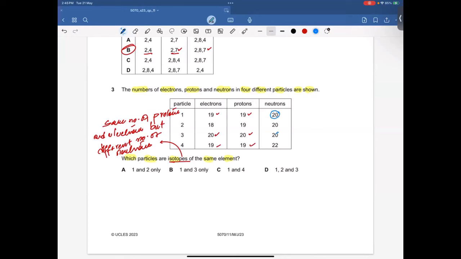This is wrong absolutely because it has same number of electrons. So third is absolutely incorrect. This has different number of neutrons. Second is also incorrect because they don't have same number of protons and electrons. So I think 1 and 4 is going to be the right option for us. So 1 and 4 means C is going to be the right answer. Okay. I hope it makes sense to you.